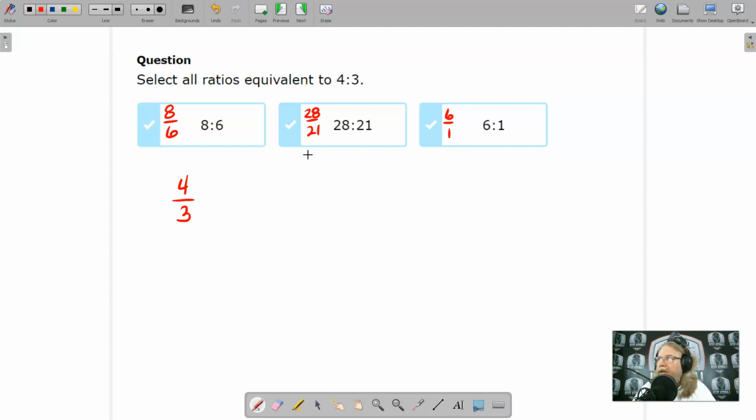So 8 and 6, common factor of 2, right? 8 divided by 2 is 4. 6 divided by 2 is 3. 4/3, 4/3.